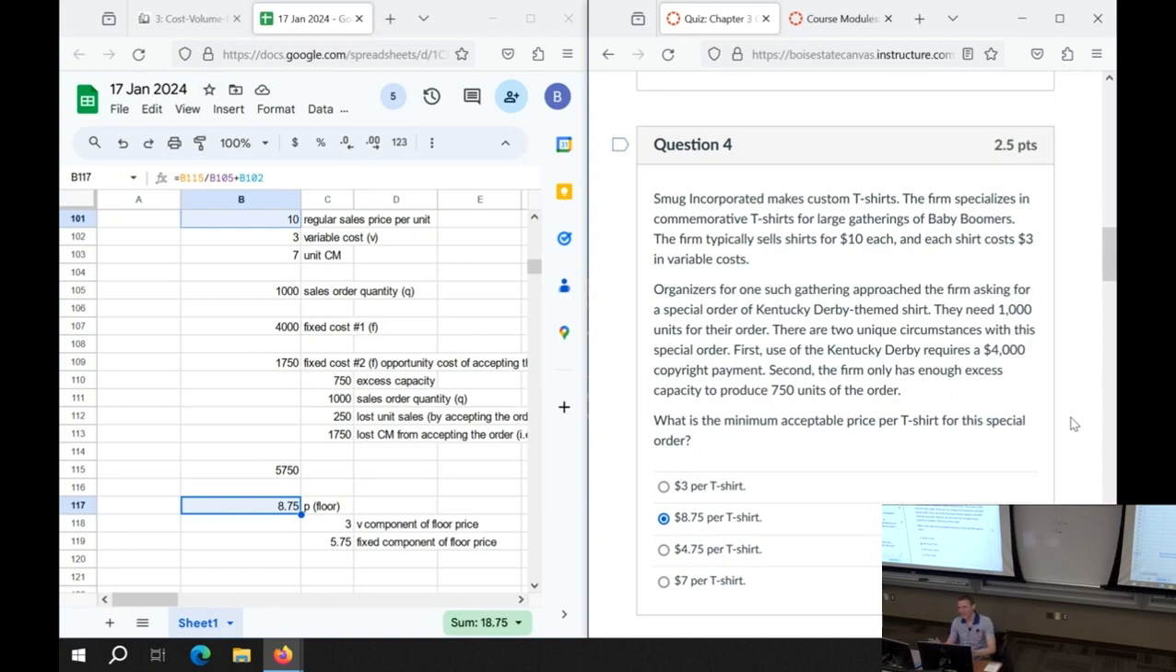But that's what we're facing if the floor is higher than the ceiling. That's a problem. That means there's no economically possible negotiation that can be reached. The buyer and the seller are never going to agree.